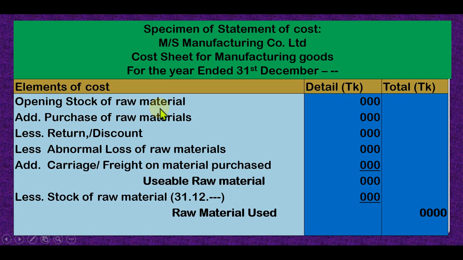Opening stock of raw material, add purchase of raw material, less return or discount, less abnormal loss of raw material, then we have to add carriage freight on material purchase. So if we add all the things, then it is usable raw material. Then less stock of raw material, that means unsold stock, unused stock, closing stock of raw material. If we subtract, then we will find the raw material used.